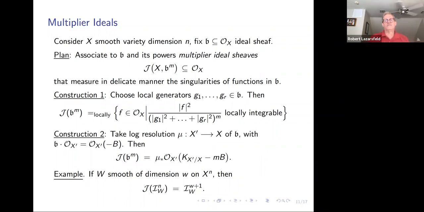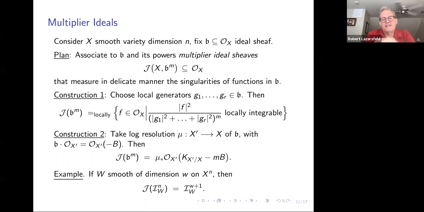So take a smooth variety W of dimension little w on X, and then as an exercise, you can compute the multiplier ideal of its ideal sheaf to the nth power. And what do you get? Well, if you have a smooth subvariety, then you resolve its ideal sheaf just by blowing up. So the X prime is just going to be the blow up of this W.